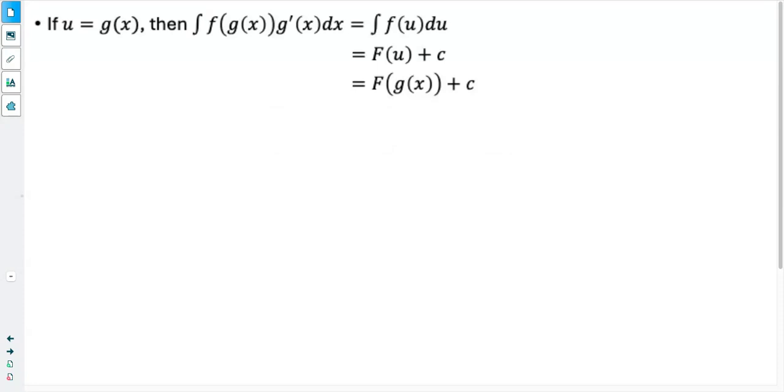So if we say u equals a function g of x, then if we have the integral of f of g of x times the derivative of g of x dx, then we can say it is the integral of f at u, derivative at u. Now, when we take the integral of this, it would be our function f at u plus c, which would be f at g of x plus c.